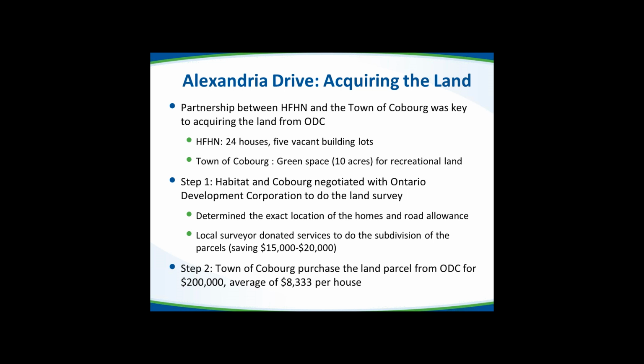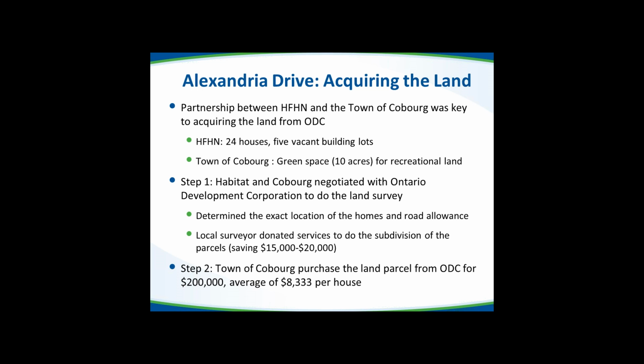So in terms of acquiring the land, as I said, the key partnership between the Habitat and the town of Cobourg was throughout the project, but was especially important to actually acquire the land from the Ontario Development Corporation. HFHN, ultimately, when we acquired the land, it was split into 2. HFHN was going to get the 24 houses and the 5 vacant building lots. So that was what Habitat was going to acquire from the deal. And the town of Cobourg was going to acquire the green space, which is the additional 10 acres for recreational land. So the first step was Habitat and Cobourg negotiated with the Ontario Development Corporation to do the land survey so that we could determine the exact location of the homes and the road allowance, since, as I'll mention again, it was just one large parcel of land at the time.